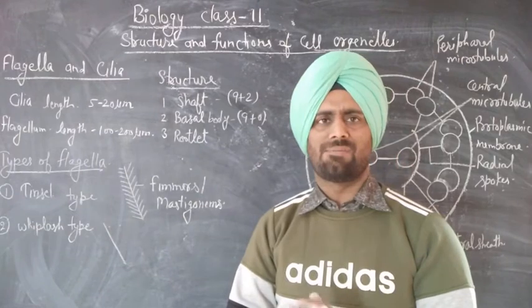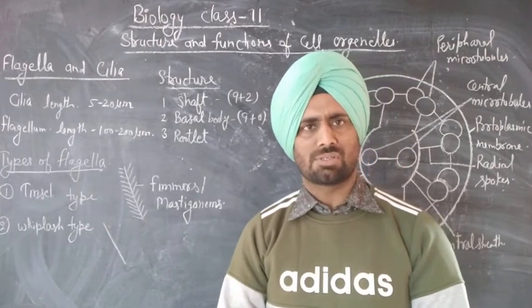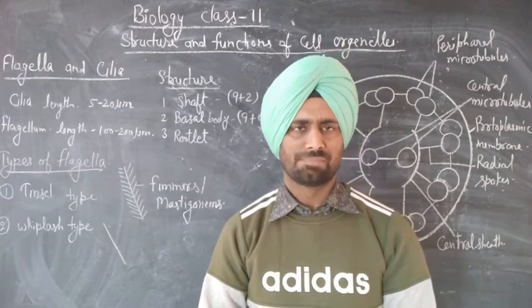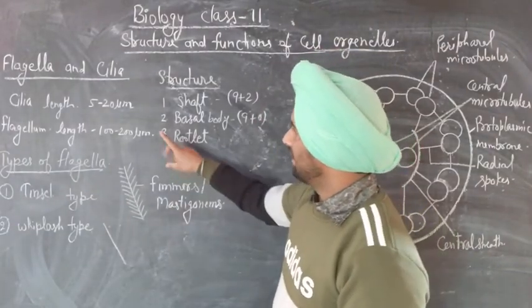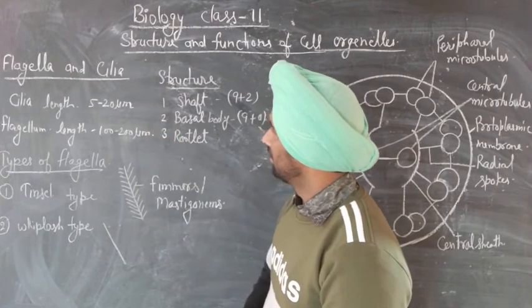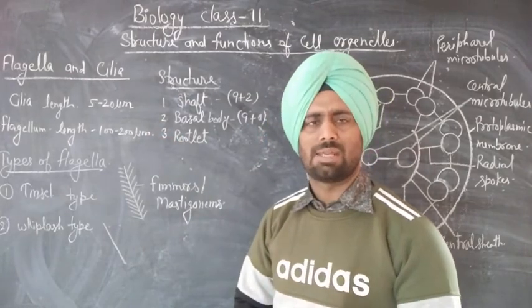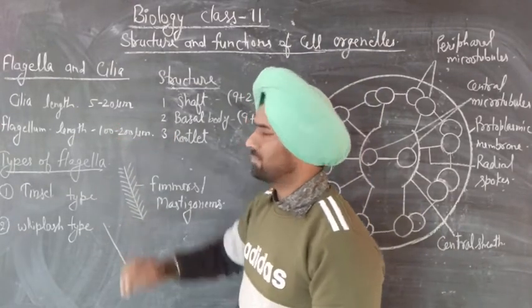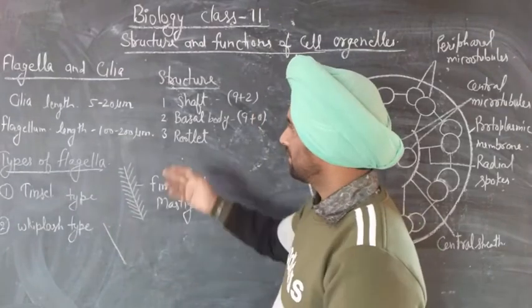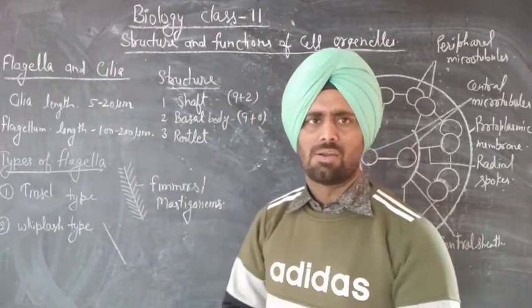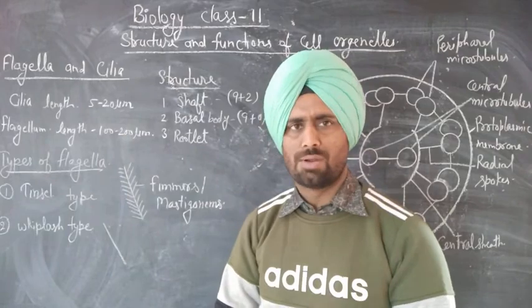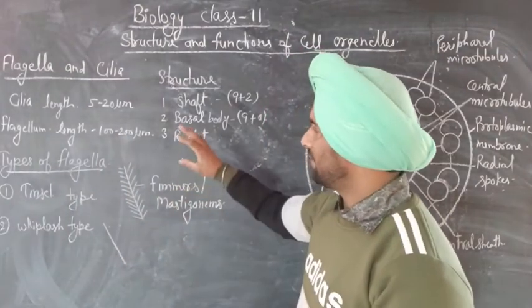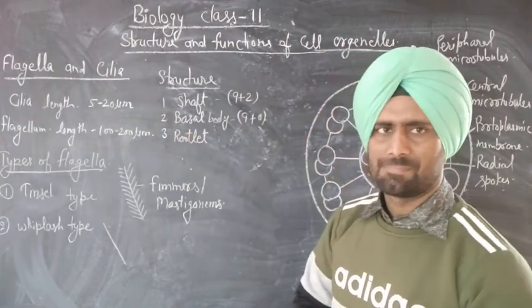Basically, cilium and flagellum are similar in structure, but they differ in their size. We can see here that cilium is shorter than flagellum. Cilium has a length of 5 to 20 micrometer, but flagellum has a length of 100 to 200 micrometer. They are different in size.